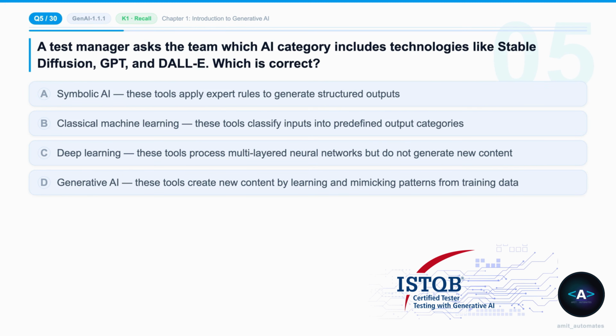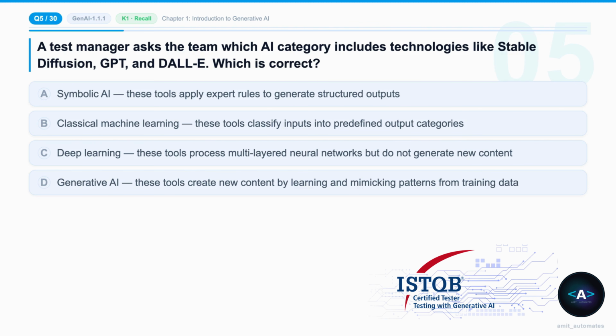Question 5. Learning Objective GenAI 1.1.1. Difficulty level K1. A test manager asks the team which AI category includes technologies like Stable Diffusion, GPT, and Dolly. Which is correct? Your options are A. Symbolic AI. These tools apply expert rules to generate structured outputs.